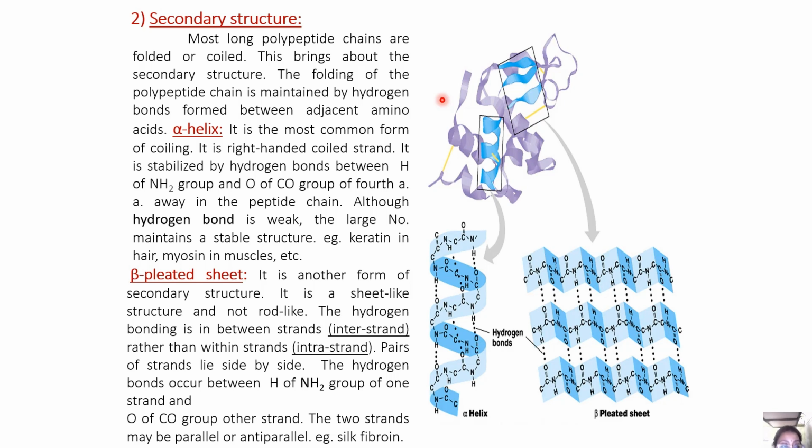Now, if we talk about the beta pleated sheet, it is another form of secondary structure. It is a sheet-like structure, not rod-like. The hydrogen bonding is between strands, interstrand, rather than within strands, intrastrand. So pairs of strands lie side by side. The hydrogen bonds occur between the H of the NH group of one strand and the oxygen of the carboxyl group of another strand. The two strands may be parallel or antiparallel. For example, silk fibroin.